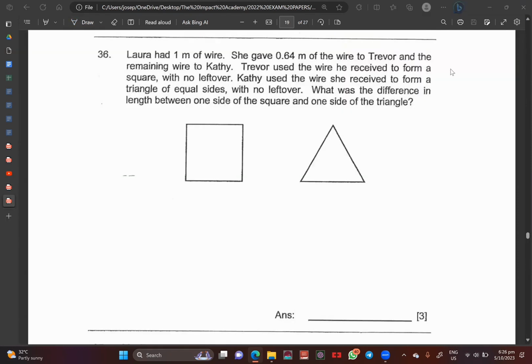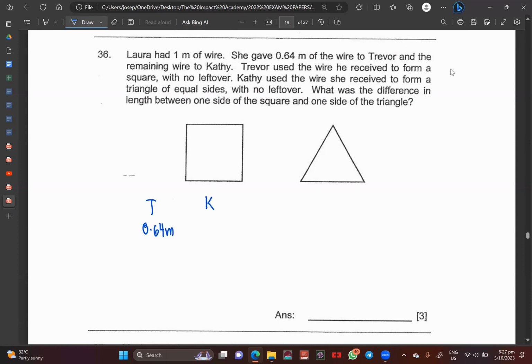Now, as you can see over here, it says that Laura had 1 meter of wire. Can you see that? Now, that is my total. She gave 0.64 meters of the wire to Trevor, and the remaining wire to Katie. So for Trevor, he gets 0.64, correct?